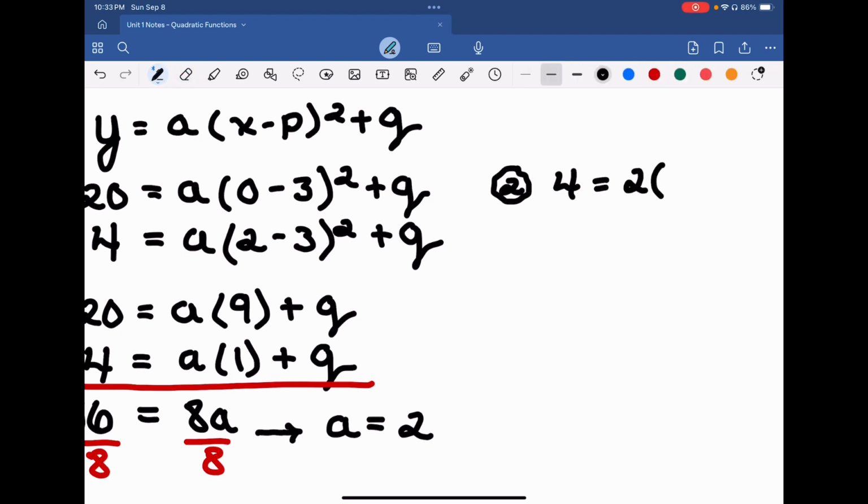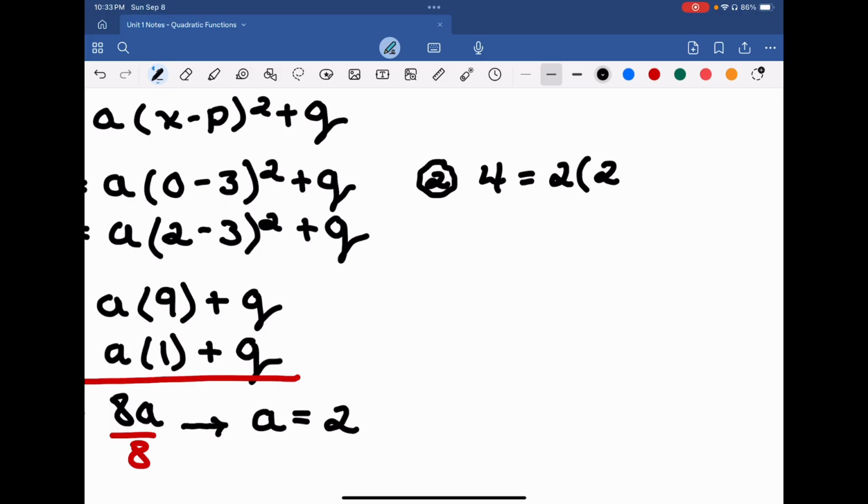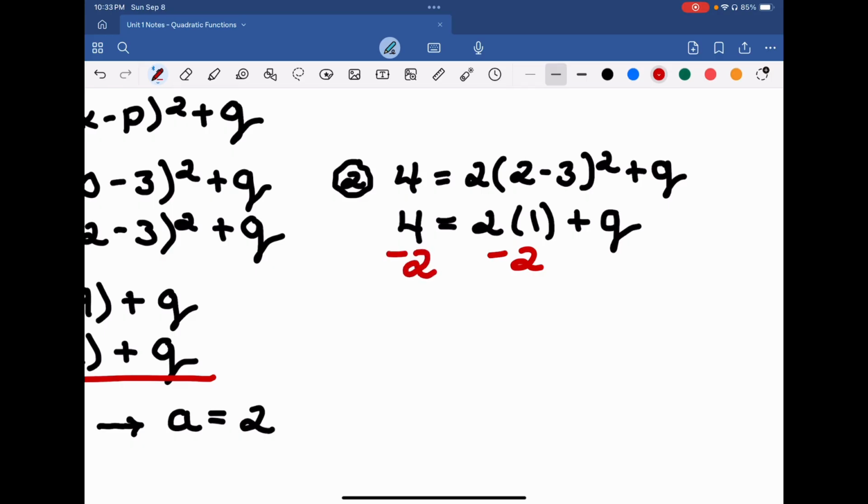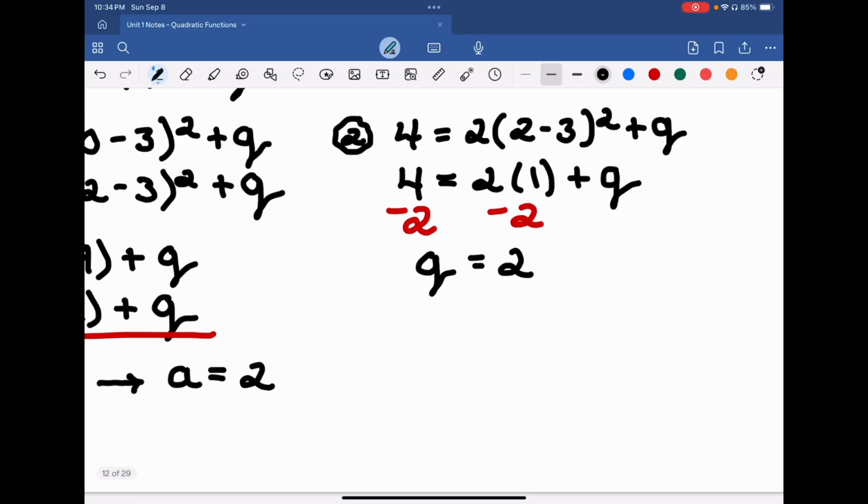I'm not going to put it in brackets. We have our x, which was 2, minus the 3, all squared, and plus q, which is now our unknown variable. So 4 is equal to 2 times (2 minus 3, which is negative 1) squared, which is just 1, plus q. I'm going to subtract away the 2 on both sides. That means 2 is equal to q. Or we could write it the other way, since sometimes we like to write the variable first: q is equal to 2. Now this allows us to wrap up the problem.